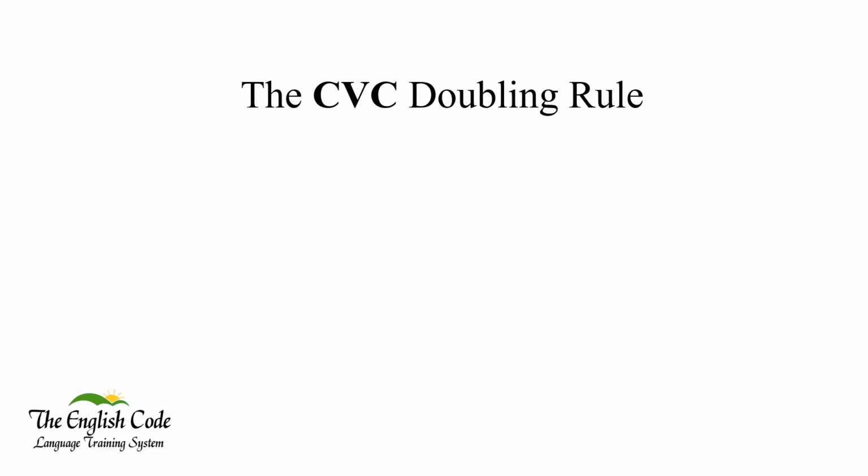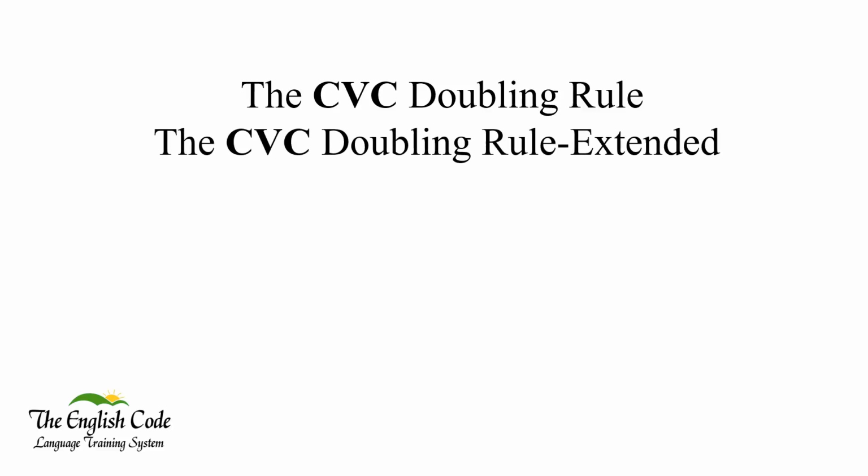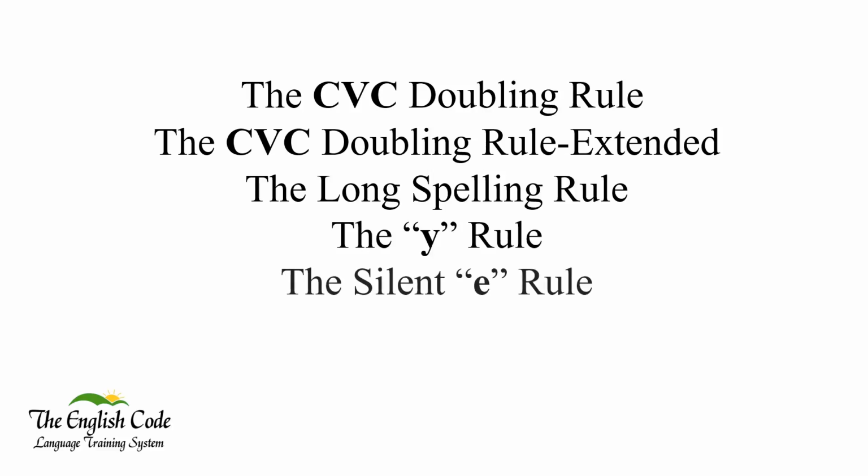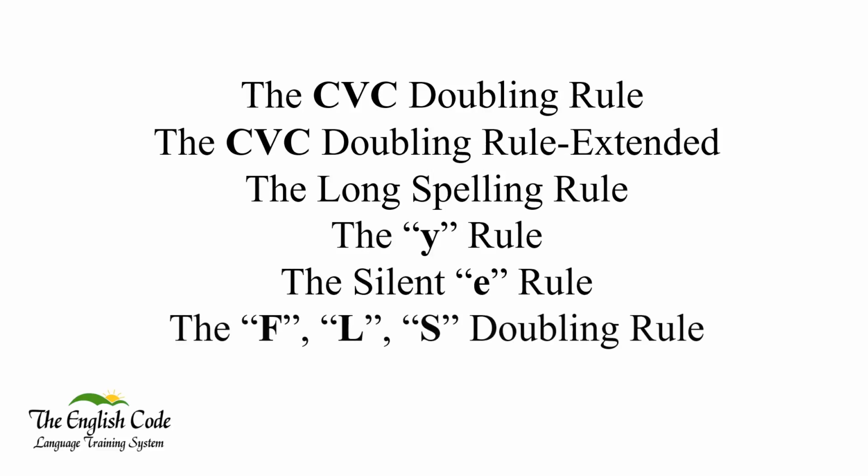Anglo-Saxon word construction has given us our spelling rules, like the CVC doubling rule and the CVC doubling rule extended, the long spelling rule, the Y rule, the silent E rule, the FLS doubling rule, and the somewhat confusing vowel teams.